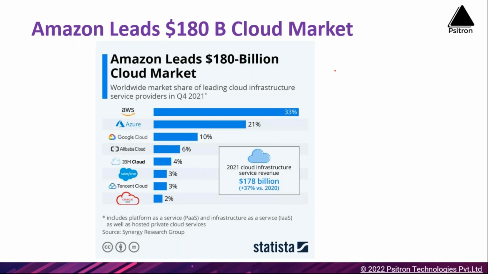So this is actually the representation of the usage of the cloud platforms, the occupation of the cloud market. You can see AWS occupies almost 33% of the cloud industry. Then comes Azure and Google Cloud, IBM, and other cloud platforms. So Amazon leads with almost 180 billion in the cloud market. That means more opportunities.